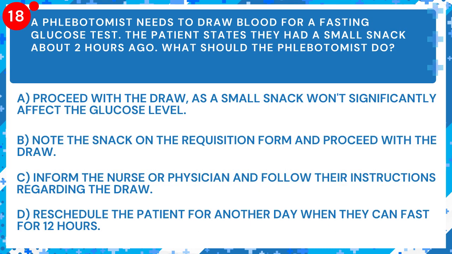Question 18. A phlebotomist needs to draw blood for a fasting glucose test. The patient states they had a small snack about 2 hours ago. What should the phlebotomist do? A. Proceed with the draw, as a small snack won't significantly affect the glucose level. B. Note the snack on the requisition form and proceed with the draw. C. Inform the nurse or physician and follow their instructions regarding the draw. D. Reschedule the patient for another day when they can fast for 12 hours.